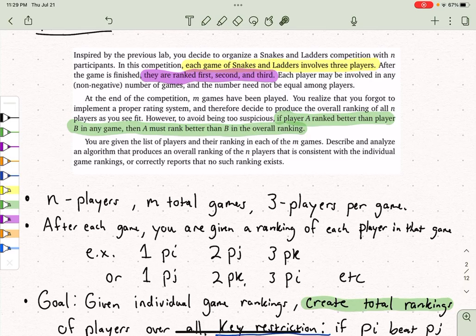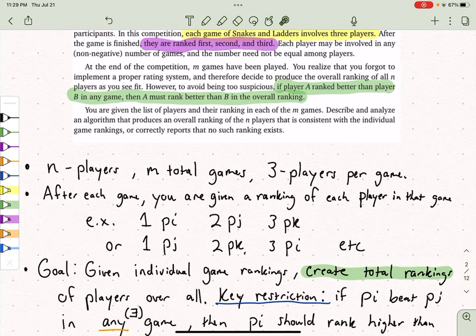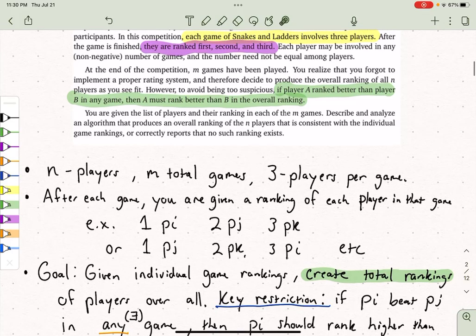And in total, our goal is to create a total ranking of all players. So you could think of this as you have some tournament, a video game tournament, and you want to say who is the best player at the whole tournament overall, not in any individual game, but over the sequence of games. So that's what we want to do, figure out a total ranking of everybody, 1 through n, with the special property that if player A ranked better than player B in any individual game, then A must rank better than B in the overall ranking.